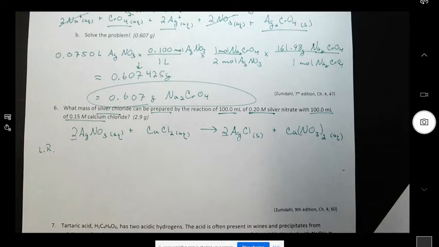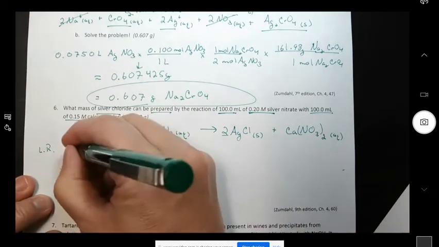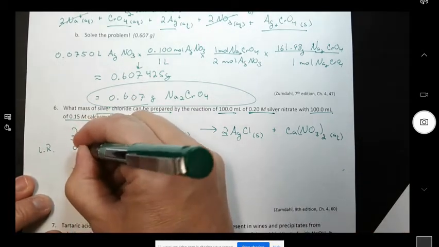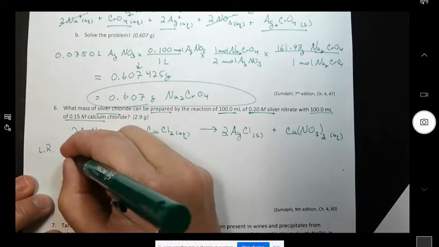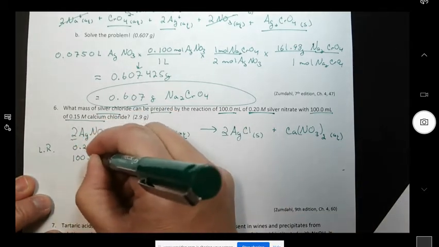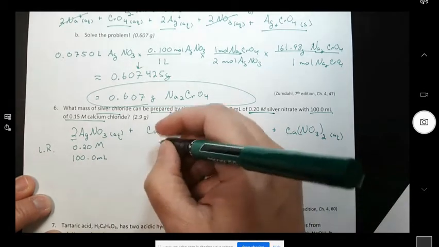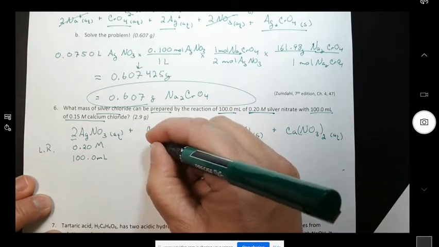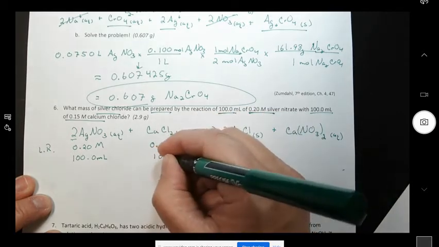Sometimes it's a good idea just to step back and look at the information that you're given and see if you can reason it out without any major calculations. And if we look at the silver nitrate, we've got 0.20 molar solution. We've got 100 milliliters. And then for calcium chloride, we have the same volume, but a little bit lower concentration, 0.15 molar concentration in 100 milliliters.